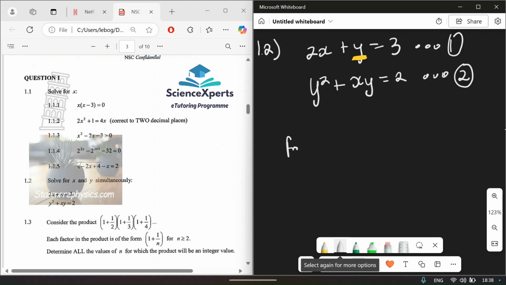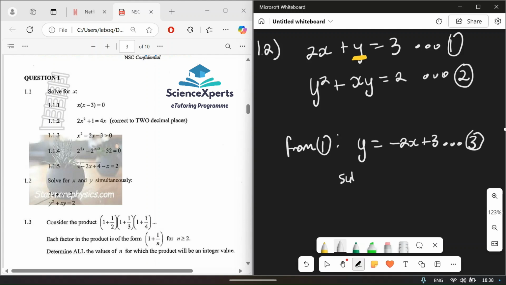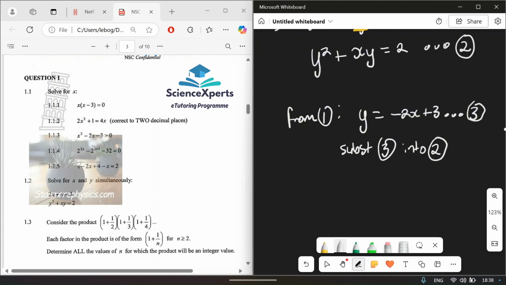So from equation 1, making y the subject of the formula, y will be equal to, transposing this 2x, negative 2x plus 3. So y is negative 2x plus 3. I can label this newly formed equation 3. Then I substitute equation 3 back into equation 2. So meaning that where I see y, I replace it with negative 2x plus 3.